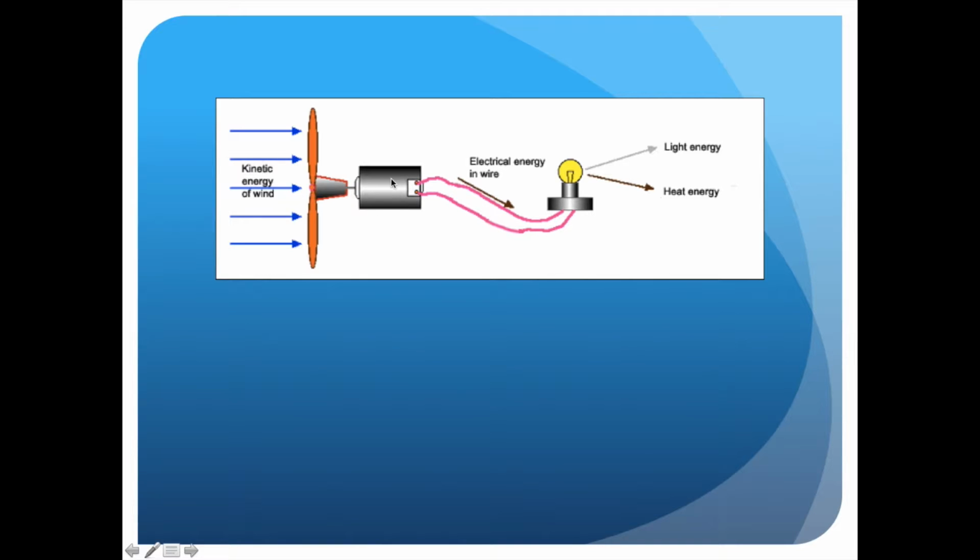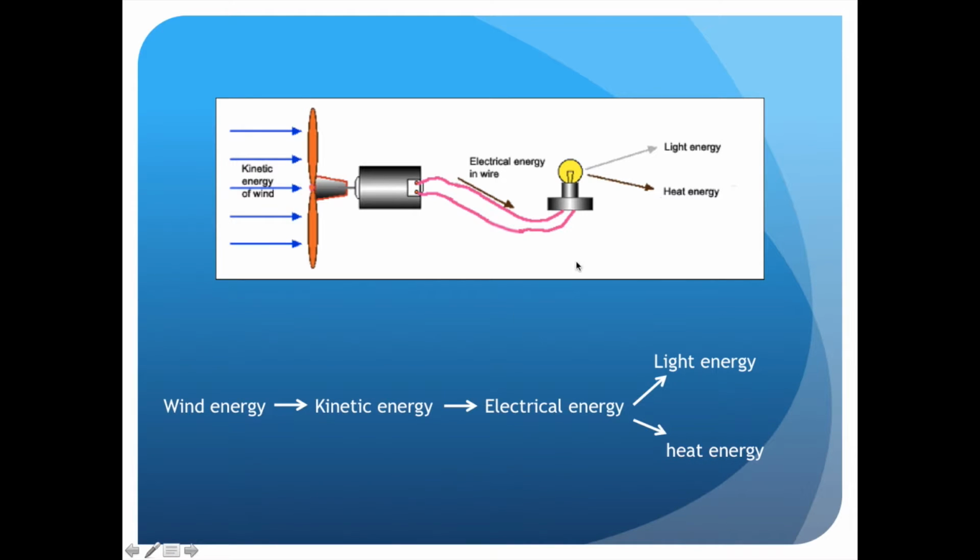That spinning of wires around a magnet causes electrical energy, so we get electrical energy in the wire. That turns our light bulb on, so from there we're getting light energy and we're getting heat energy. If you touch a light bulb, it will be hot, and a lot of the energy is mainly heat energy. Light bulbs are very inefficient. So our energy flow diagram would look like this. We have our wind energy, kinetic energy in here, electrical energy here, and then that's going into light and heat energy. So we can have it splitting off like that as well.